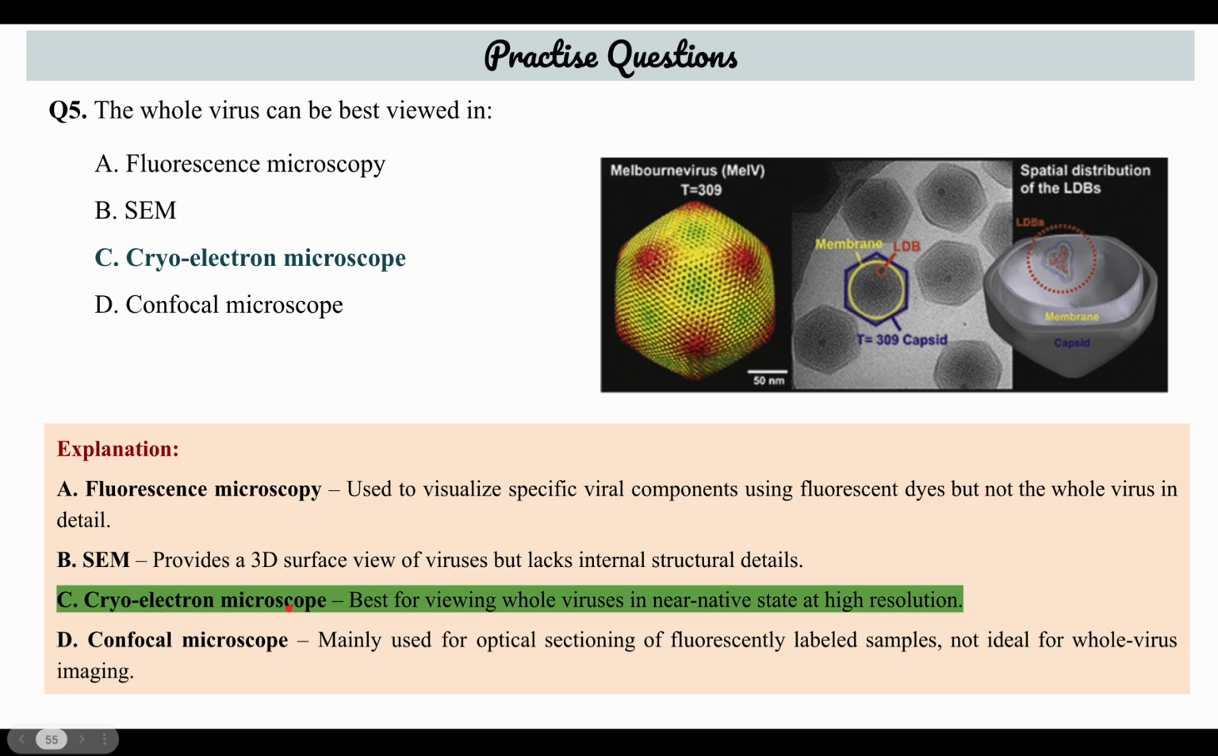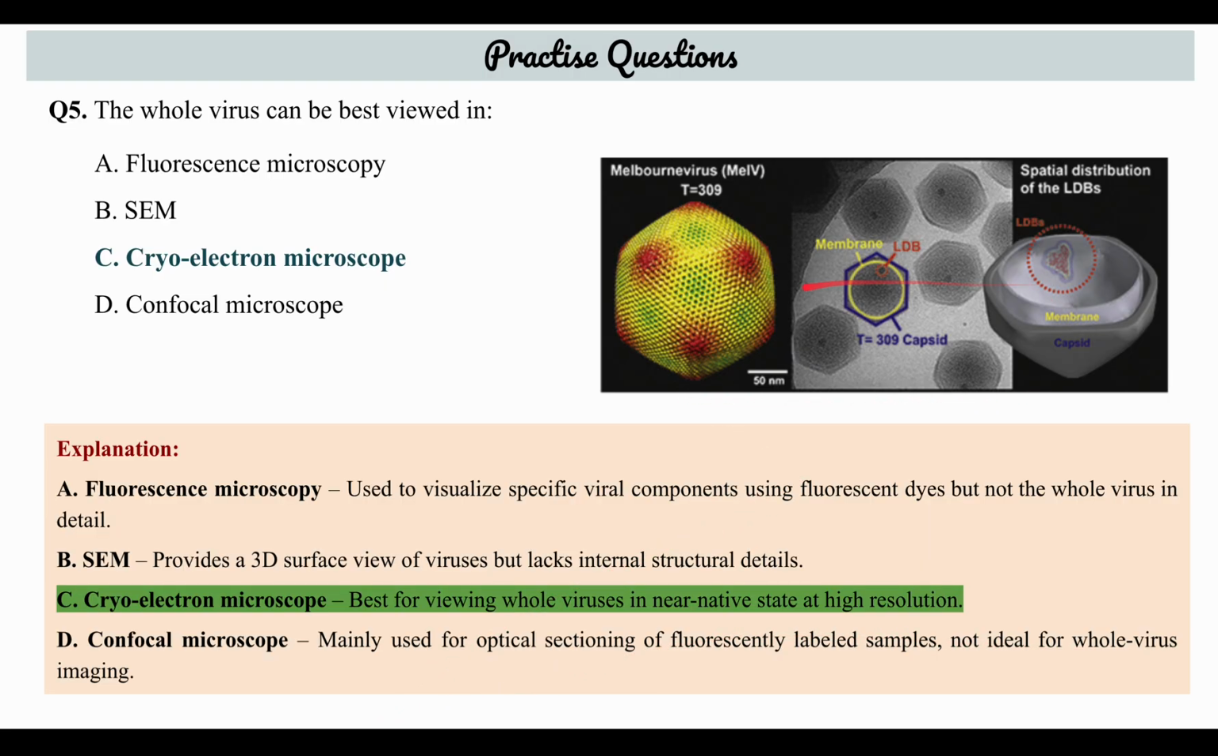But if we talk about cryo-electron microscope, then in this scenario it's very clear that the technique we are using performs vitrification. So that's why this option is right. And this is best for viewing the whole virus in near native state at high resolution. Then if we talk about option D, which was confocal microscope, it is mainly used for optical sectioning of fluorescently labeled samples, and it is not good for whole virus imaging.